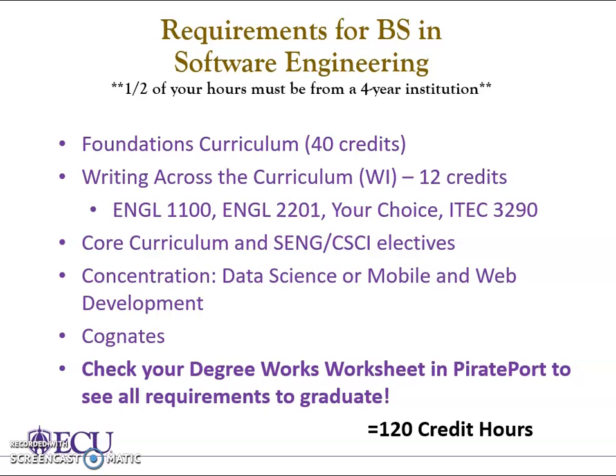Next is your core curriculum and software engineering computer science electives. That is where all of your required software engineering courses are. And then you have the opportunity to pick a concentration, data science or mobile and web development. You will choose which concentration for your degree at the end of your sophomore year. You have your cognates. That includes your math classes.